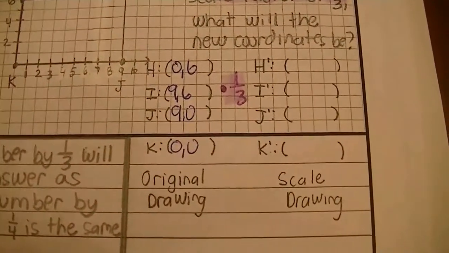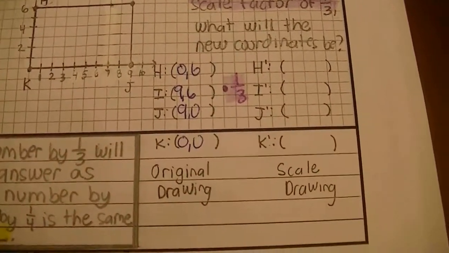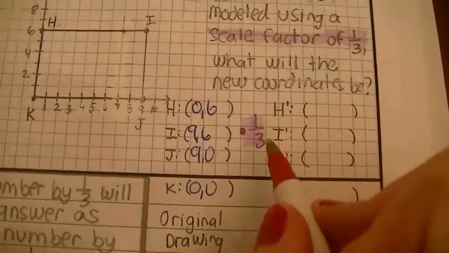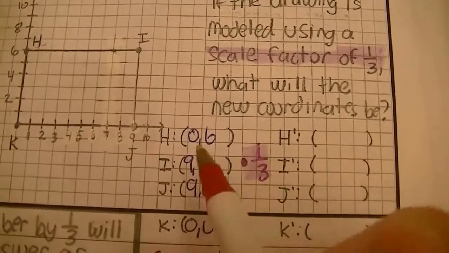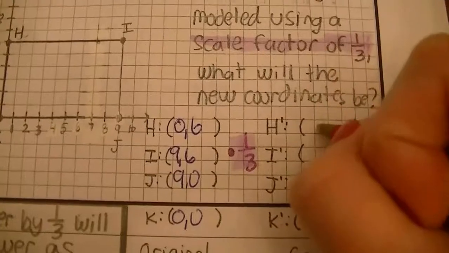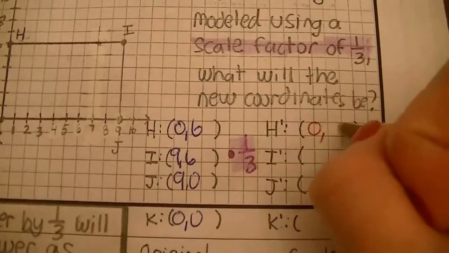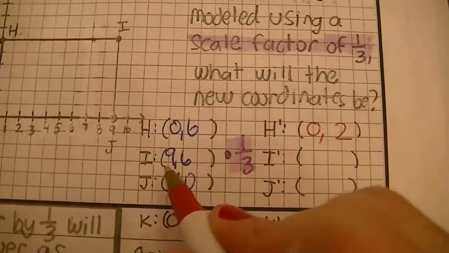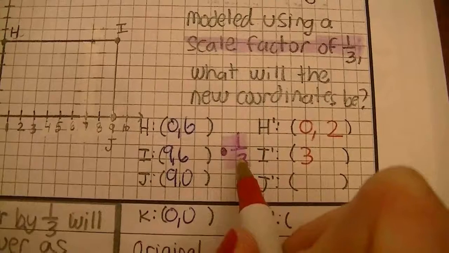Okay, and now for the scale drawing, I'm going to go ahead and do that in a different color if I have one. Good. And so I have to multiply all those by 1/3 because that's the scale factor. So 0 times 1/3 is 0. 6 times 1/3 is 2. 9 times 1/3 is 3. 6 times 1/3 is 2.